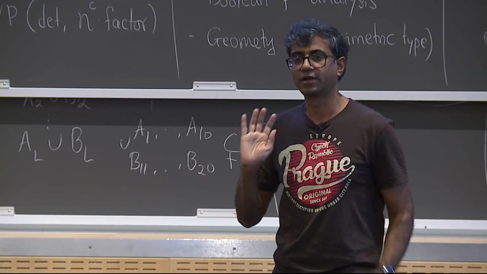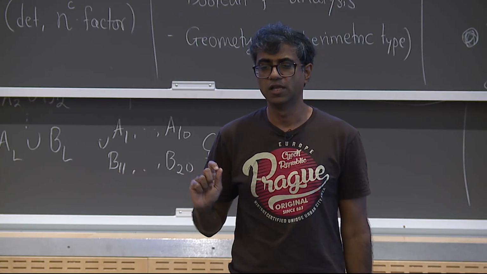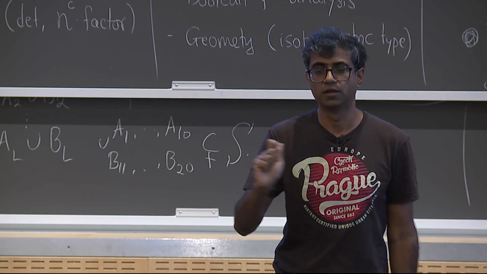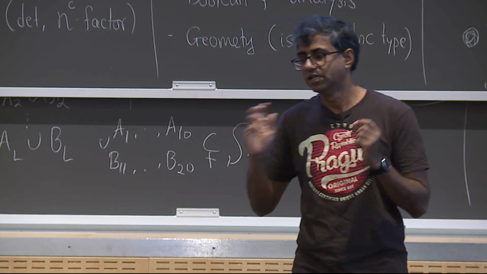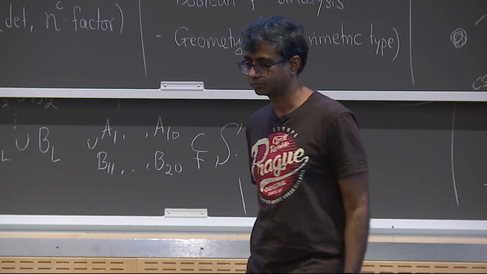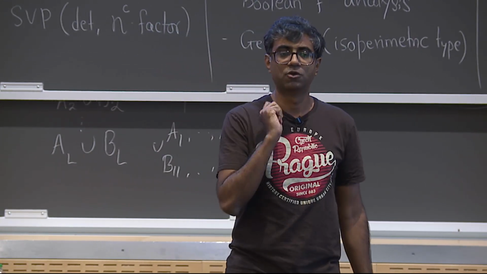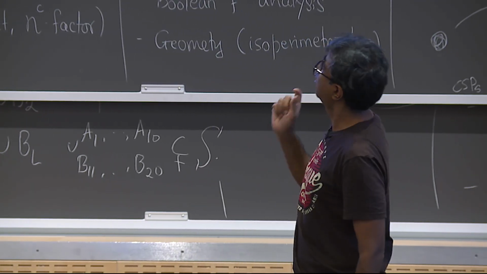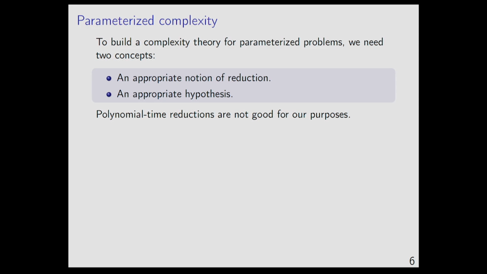The reason I told you this is that it is a template we are going to follow for different models during this talk, with different fine-tuning of what this reduction looks like, where yes goes, and where no goes. These are the things we will take care of during the talk. Okay? So this is classical complexity. Now let me give you a little bit about W[1]-hardness. To build a complexity theory for parameterized problems, we need two concepts: an appropriate notion of reduction and an appropriate hypothesis. The classical world has the hypothesis P not equal to NP, and we also need a hypothesis in this world.